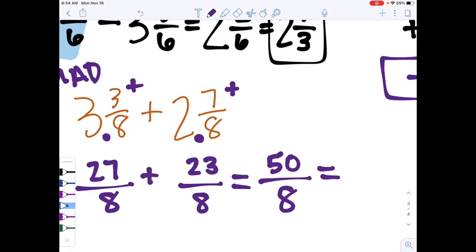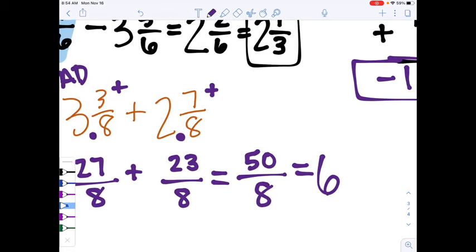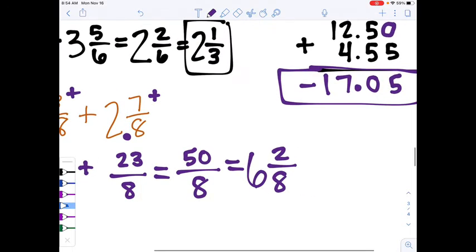Then I'm just going to simplify. 8 goes into 50 6 times. 8 times 6 is 48. Which means there's 2 left over, 2/8. And I can simplify that, divide both by 2, and I'm left with 6 and 1/4.